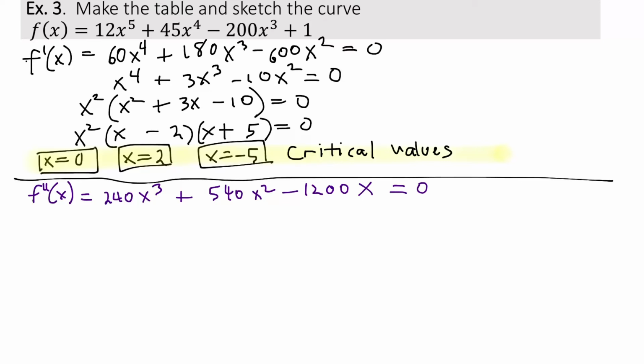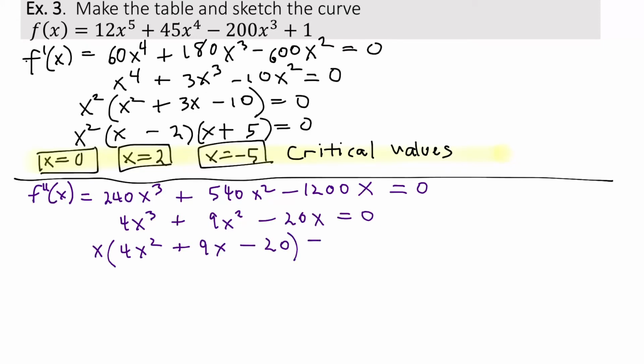So I can divide out by 60 here. So I'll end up with 4x cubed plus 9x squared minus 20x is equal to 0. Let's factor out an x. So that's 4x squared plus 9x minus 20 is equal to 0.